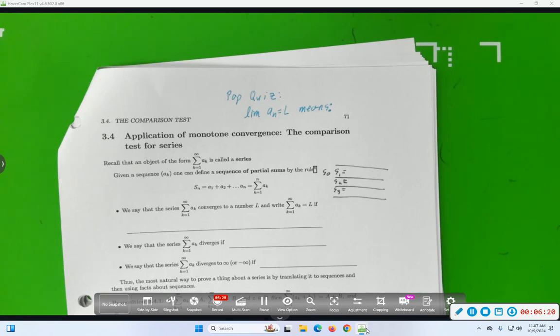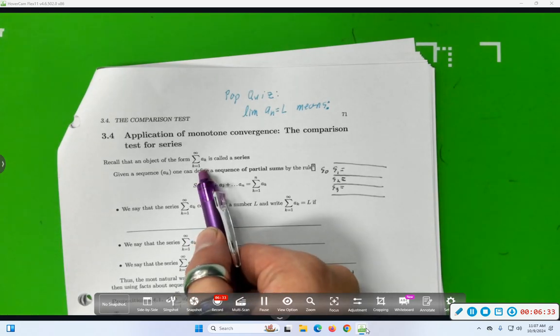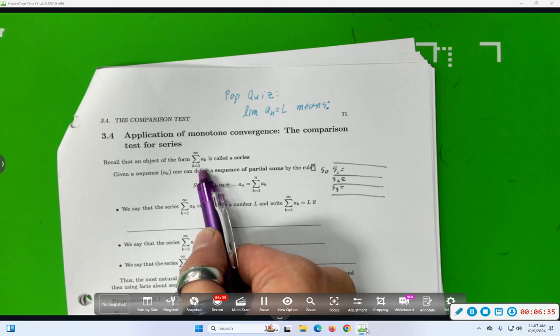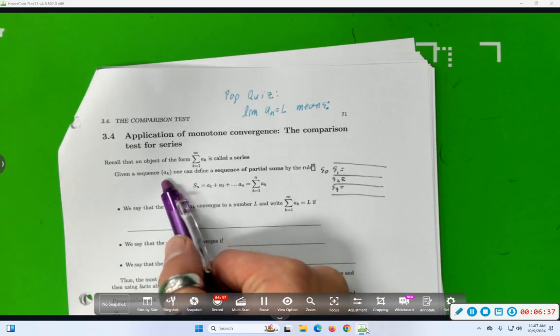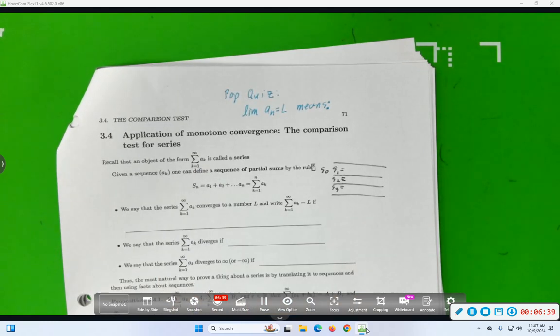Here's a nice application of this. Let's prove the comparison test for convergence of series. So I guess to do that, we better start by talking about what a series is. The object of the form sum from k equals 1 to infinity is called a series, and now we'll make the formal definition. So let's consider a sequence, a_k.